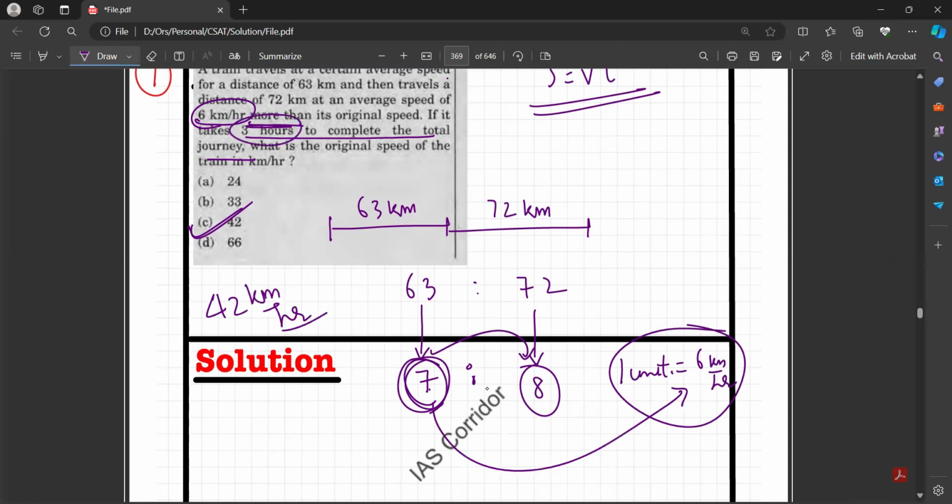अगर ये टाइम वाला मेथड यूज करोगे तो इसको ऐड करोगे, 63 प्लस 72, 135 किलोमीटर है, 3 आवर्स पे डिवाइड करोगे, फिर इसका रेशियो निकालोगे, वो भी हो जाएगा, बट हमें यहाँ नहीं चाहिए। गॉट इट?